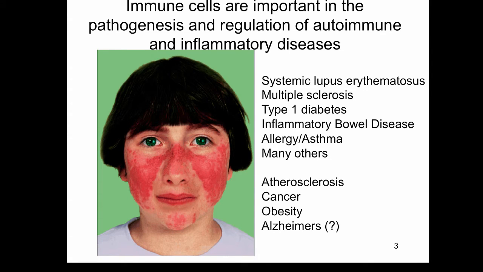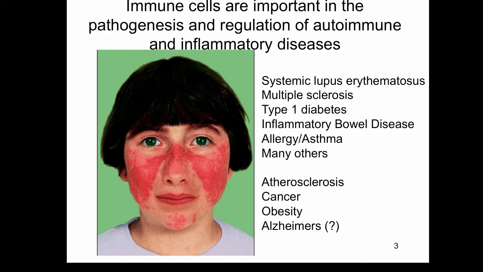So as you know, immune cells are important, and they're important not just in protecting against infectious disease, but also in the pathogenesis and regulation of a whole variety of autoimmune and inflammatory diseases. Many of these diseases are quite familiar to us from personal experience or because they're widely described in the literature. Examples would include allergy, asthma, systemic lupus erythematosus, multiple sclerosis, type 1 diabetes, different types of inflammatory bowel disease.